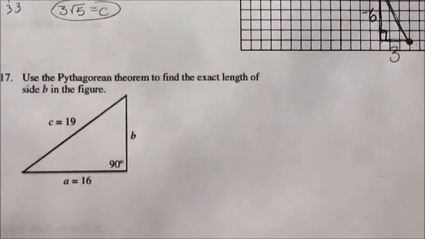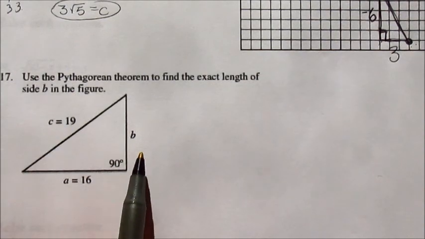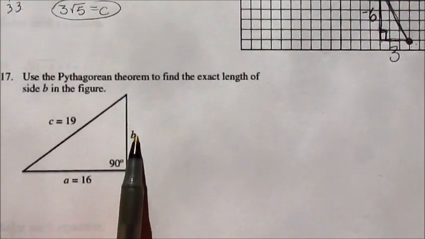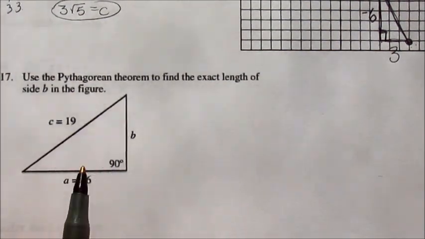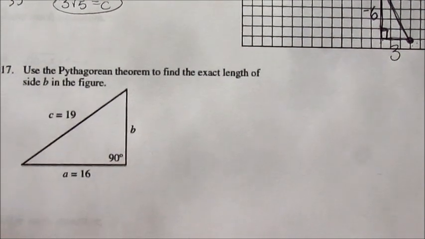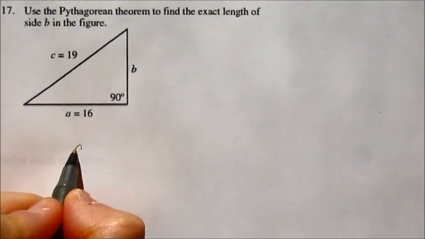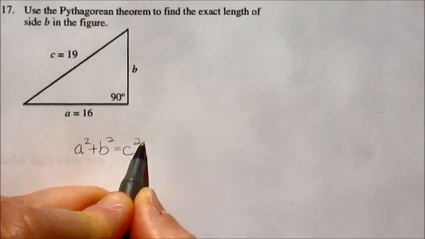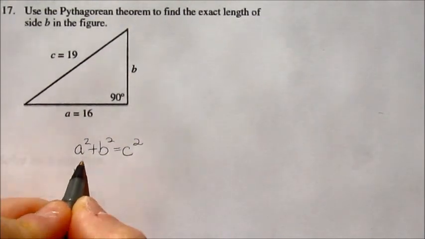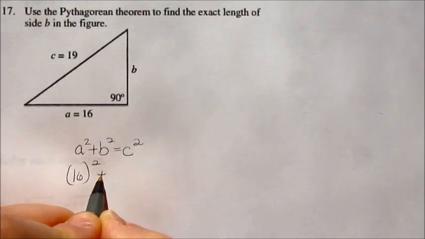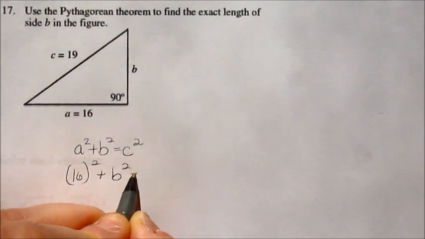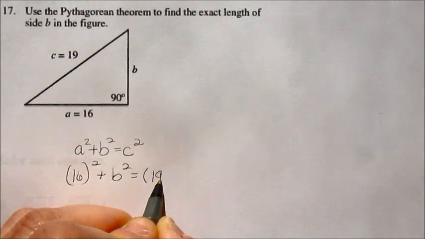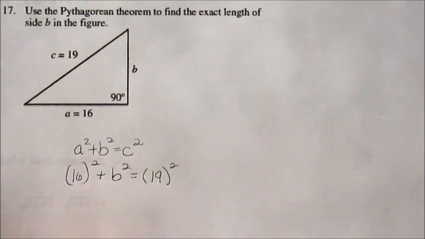Use the Pythagorean theorem to find the exact length of side B in the figure. So here, a squared plus b squared equals c squared because it's a 90-degree angle. So we'll just move down here. This is only for right triangles. A squared is 16 squared. B, I don't know what b is, so we're going to solve it like that. And c is 19 squared.